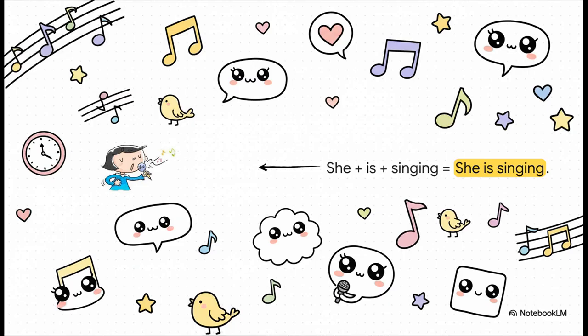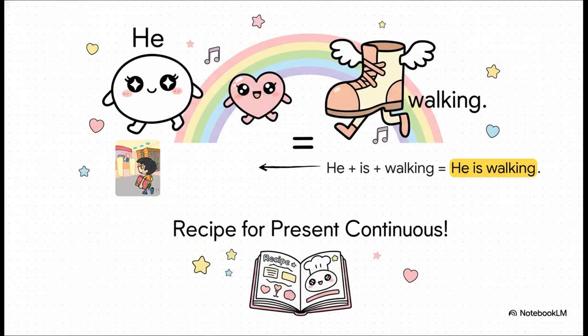See? Perfect. Let's do another one just to make sure we've got it. Here, the subject is he. The helping verb for he is. Right. The action is walk, so we change it to walking. And there you have it. He is walking. See how that recipe just works every time?